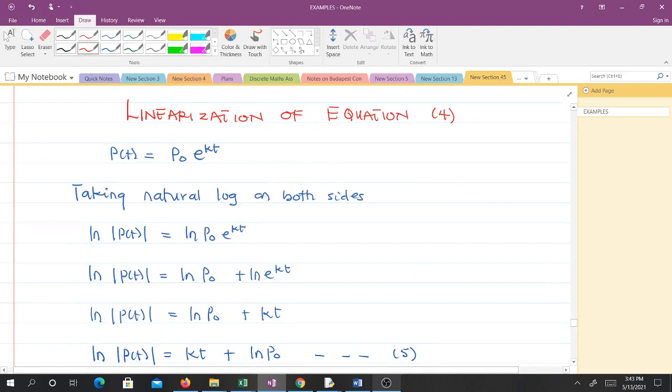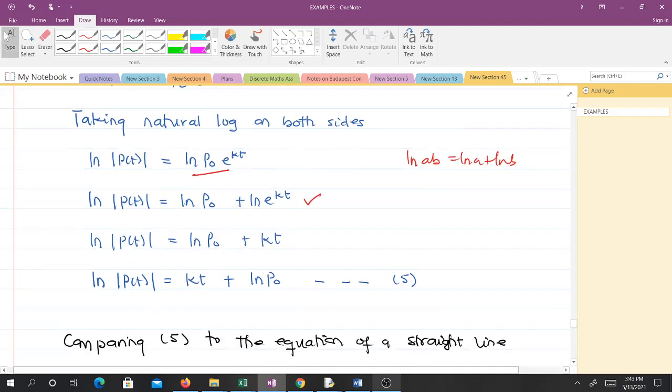When we take the natural log on both sides, we get ln p of t will be equal to ln p naught e^kt. And by the laws of logarithm, ln ab is the same as ln a plus ln b. So we can write this here in this form. Then this will give us kt. Okay, we get ln p of t equals ln p naught plus kt. So let's call this equation 5.